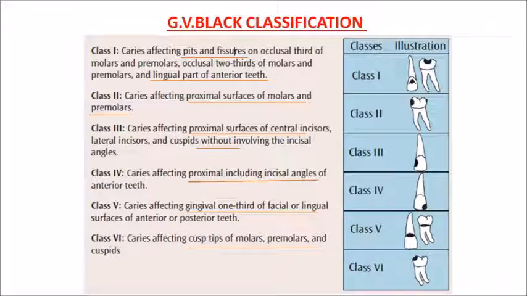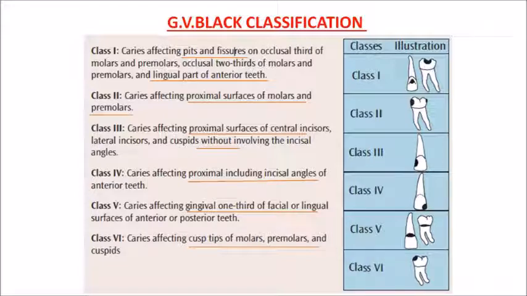First one was, as you can see in the picture, caries affecting pits and fissures on the occlusal two-thirds of molars and premolars. So mainly it is aimed at the posterior teeth, and one important point is the lingual part of the anterior teeth. Mostly it is asked in the MCQs which class of G.V. Black's classification the lingual part of the anterior teeth comes under. That is class 1. Except that, all the other things are pits and fissures on the molars and premolars, which are the posterior teeth.